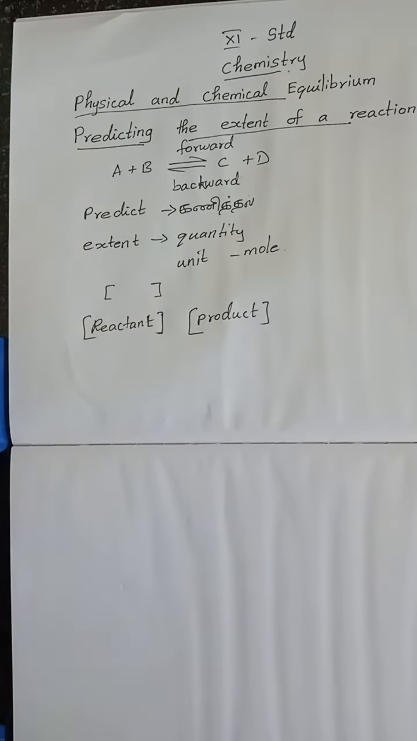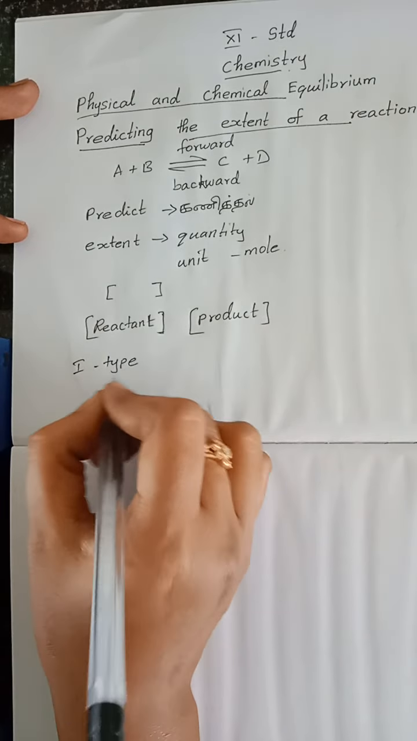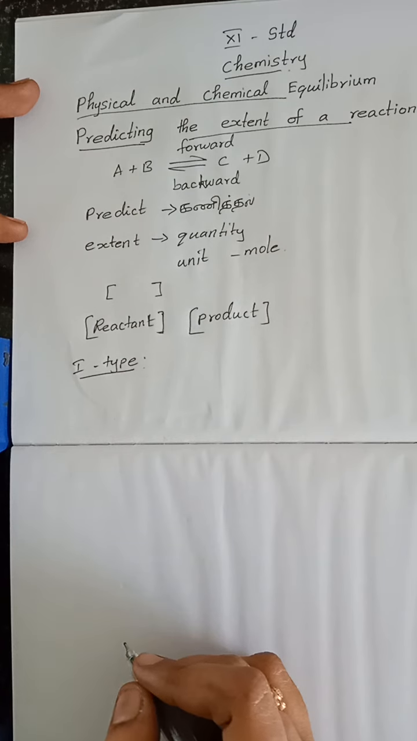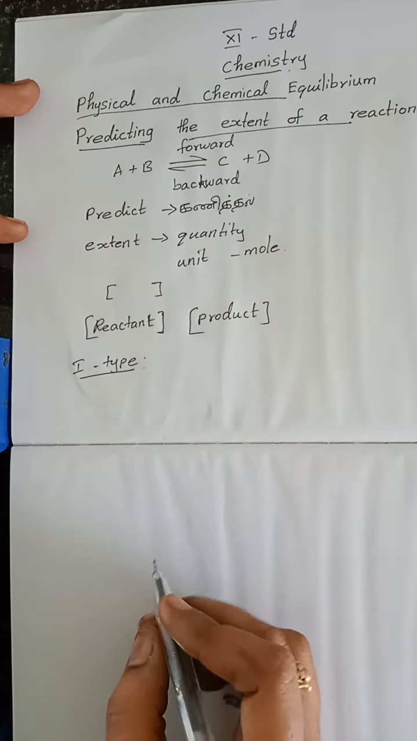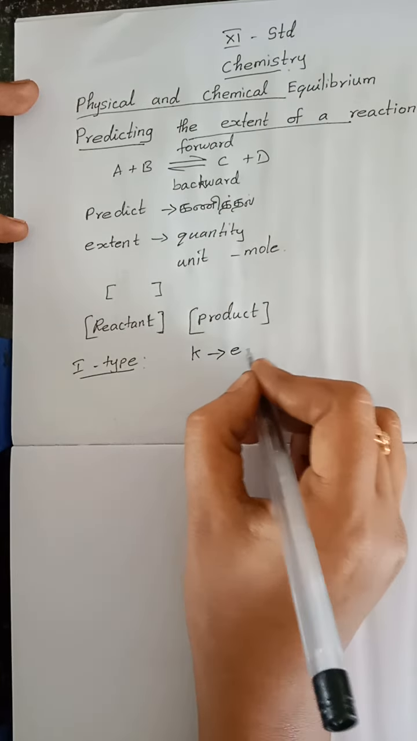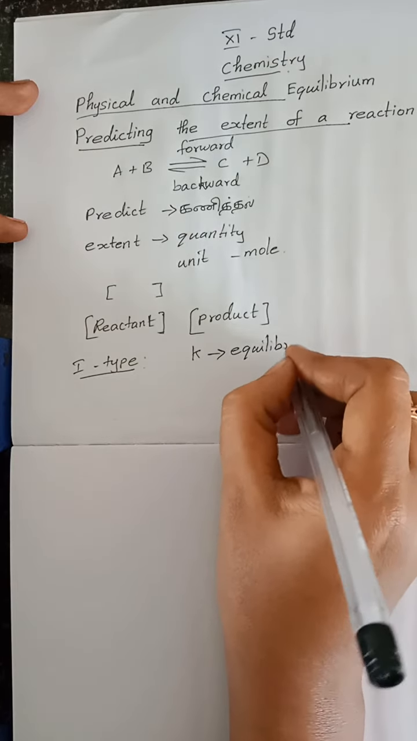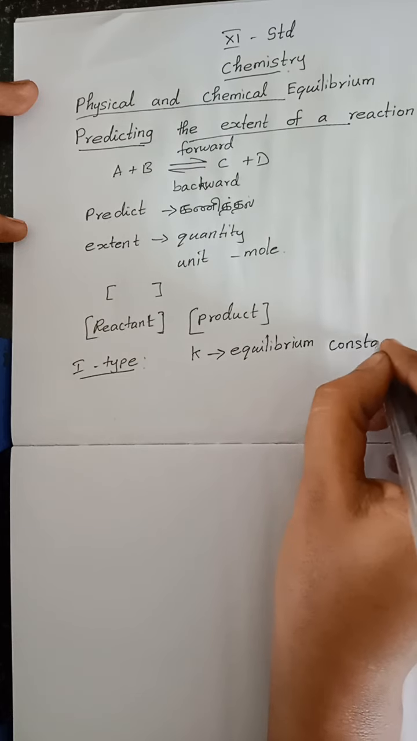In the first case, the first type, the Kc value. What is the meaning of K here? K is the equilibrium constant.